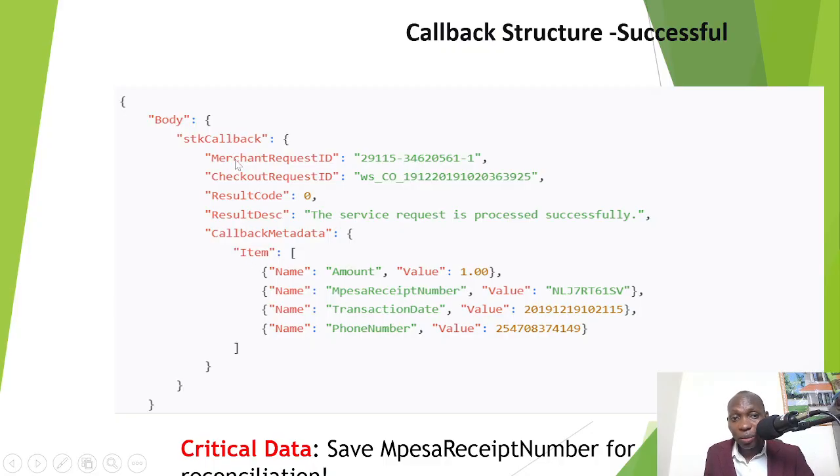So you extract the callback, then you go down, you get the body, you get STK callback, then you get the result code. If it is 0, you get the result description, and you extract this information. Amount, this is the transaction value. M-PESA receipt number, this is very important. Remember, always store this M-PESA receipt number. It will help you when you are doing your reconciliation. Store this M-PESA receipt number, transaction date, phone number that did the transaction. Save M-PESA receipt number for reconciliation.